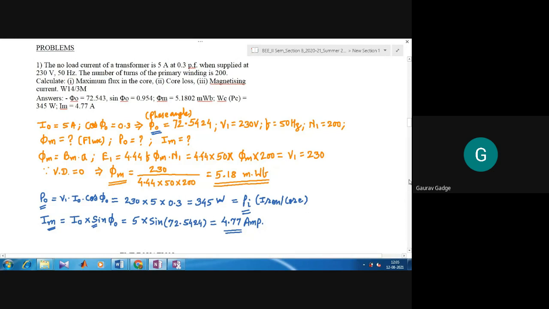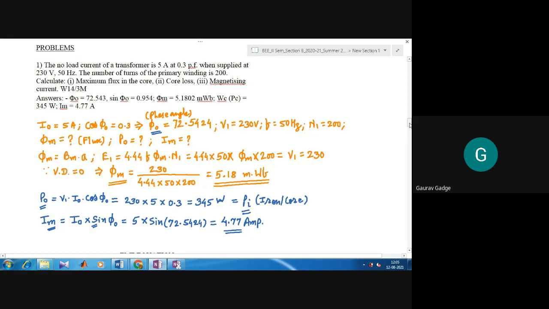Now any question, any doubt on this? एक बार रिवाइज कर देता हूँ. आपको जो न्यूमेरिकल है, it is on no load condition, because here no load current is given, it means it is on the no load condition of the transformer. So the values are 5 ampere and 0.3. So I naught 5 ampere, cos phi naught 0.3. 0.3 से हम लोग फेज एंगल को कैलकुलेट कर रहे हैं, phi naught. Then supply voltage on primary side, that is V1 with a frequency 50 Hz is given. Number of turns on the primary winding is mentioned, that is N1 equal to 200.